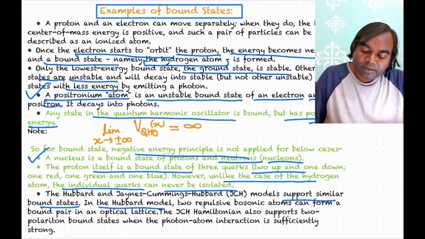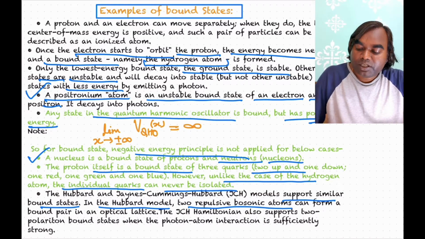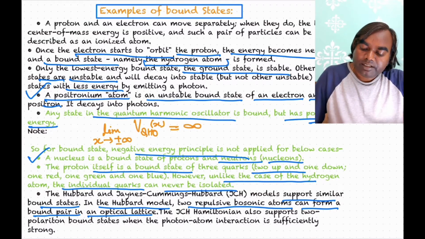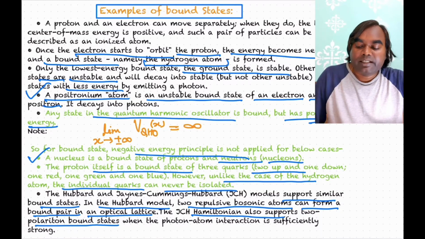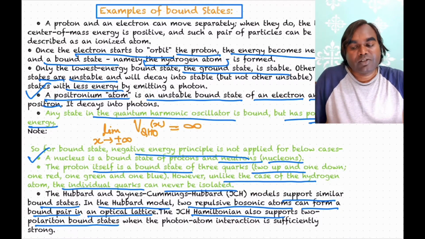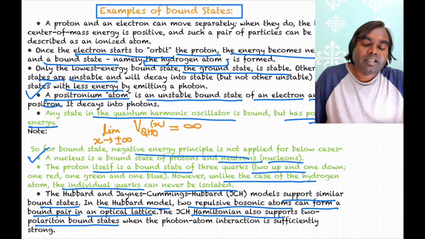The Hubbard and Jaynes-Cummings-Hubbard models support similar bound states. In the Hubbard model, two repulsive bosonic atoms can form a bound pair in an optical lattice. The JCH Hamiltonian also supports two-polariton bound states when the photon-atom interaction is sufficiently strong. So these are the examples of bound states.